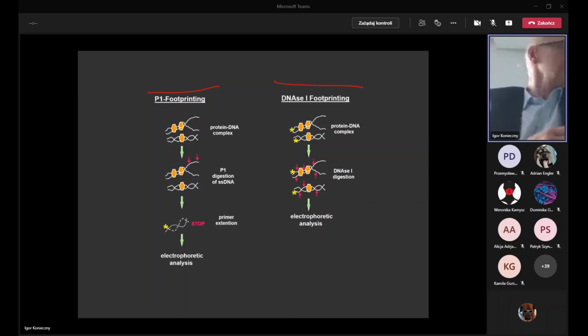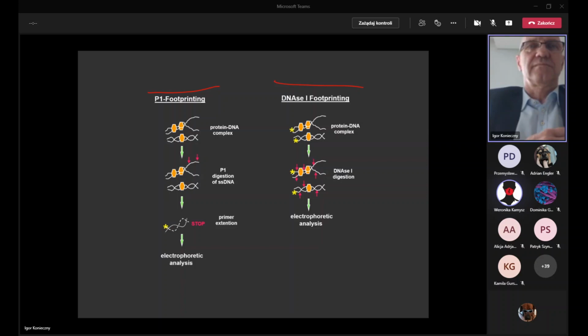Can I have a question? Yes, please. What's the difference between the replication initiation origin and the DNA unwinding element? Because I understand the function, but are they both just AT-rich fragments, or is there any difference between them?